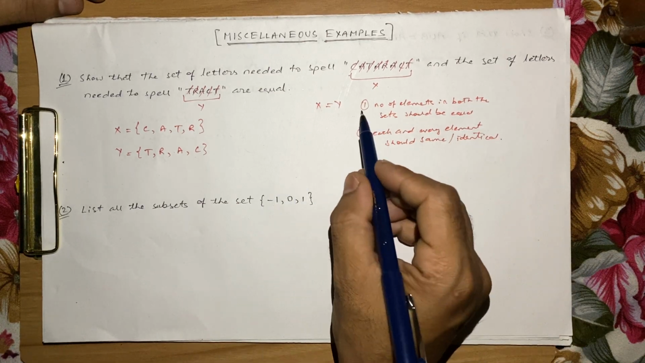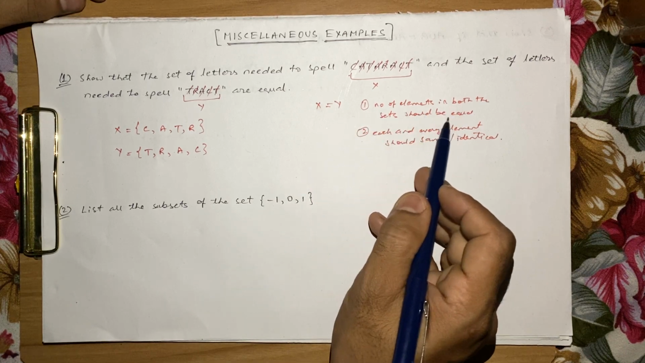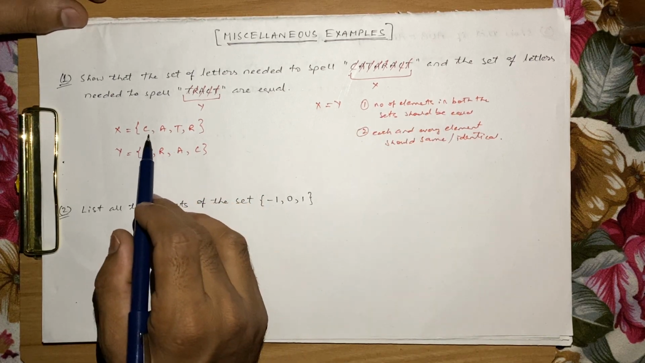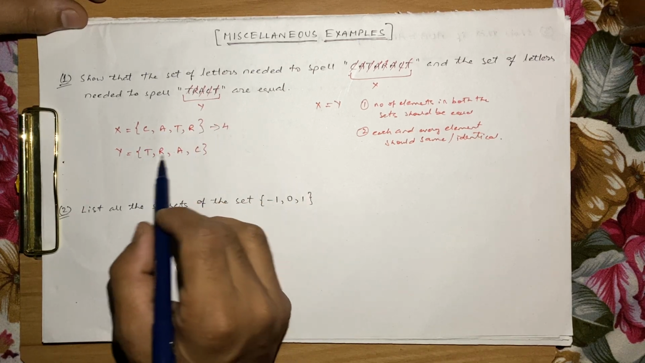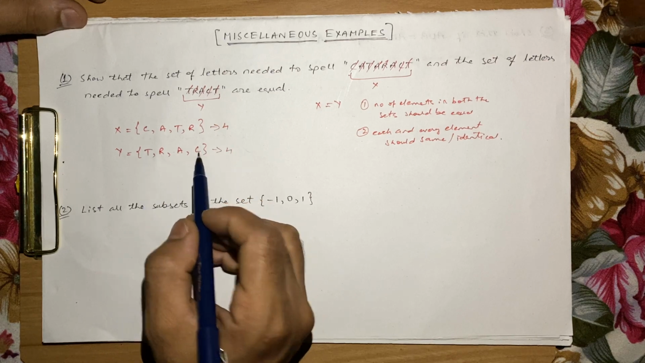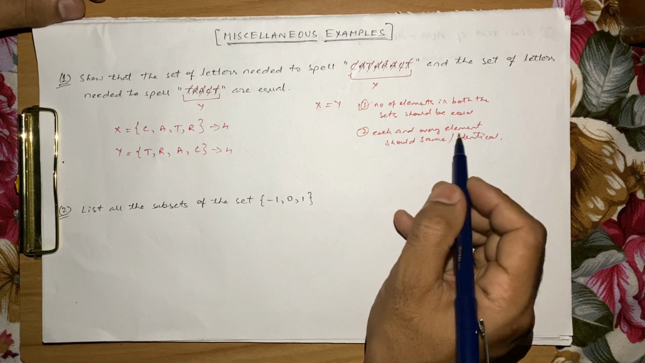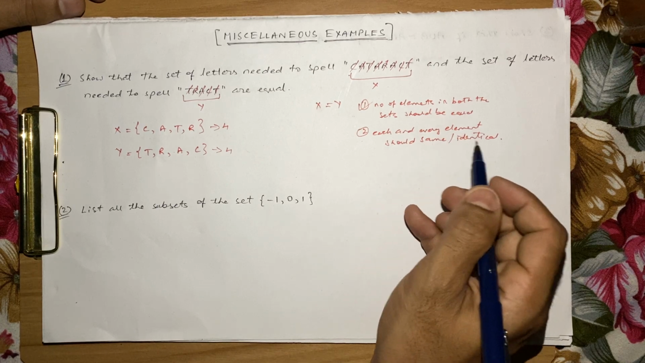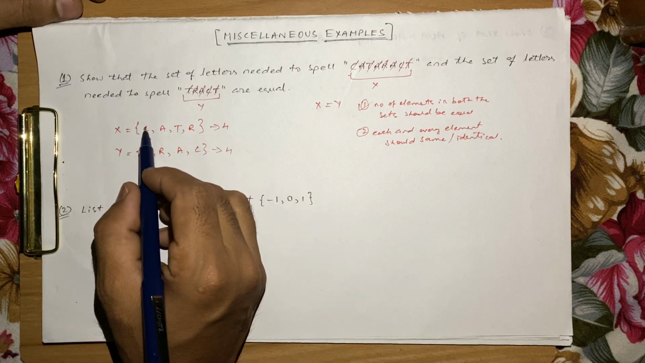Now let's check the first condition. The first condition is that the number of elements in both the sets should be the same. What is the number of elements in the set X? It is 1, 2, 3, 4. There are 4 elements in this set. There are also 4 elements in this set, 1, 2, 3, 4. So the first condition is good to go. The second condition is that each and every element should be the same or identical.